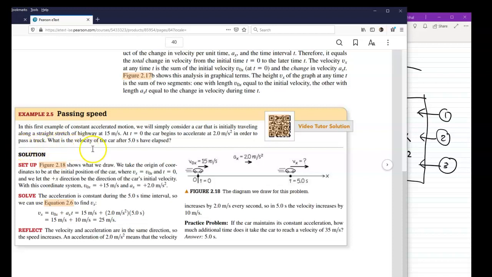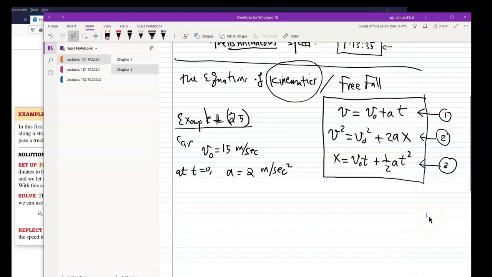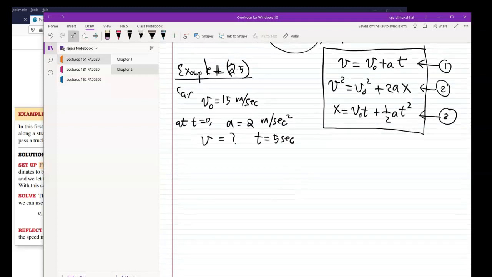Now he's asking, what is the velocity of the car after 5 seconds have elapsed, okay? So we want to know the speed of the car, the final velocity, after a time of 5 seconds. You got that? Okay, so how do we do this problem? So always, when you read a problem, always write down what's given to you and what the problem is asking. So what's given to us is the initial velocity, the acceleration, and the time. He's asking for the final velocity.